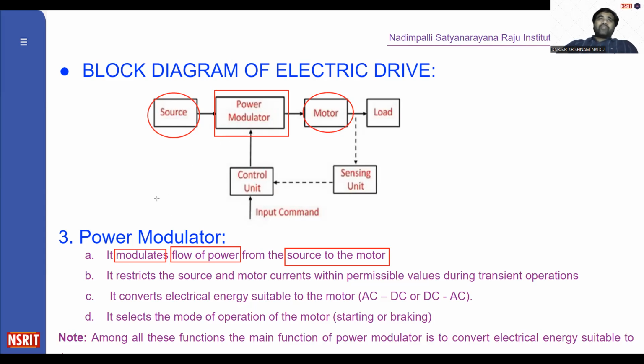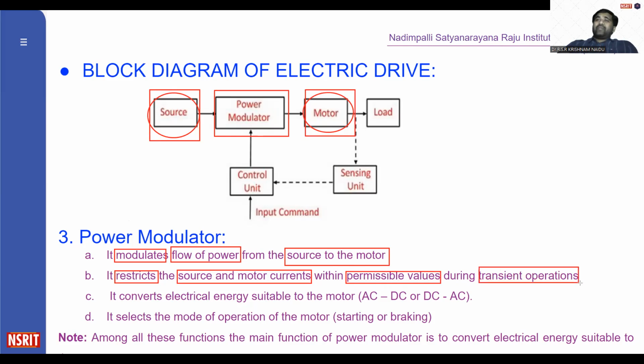And also, what is the purpose of the power modulator? The purpose of the power modulator is to restrict the source and motor currents, both source current as well as motor currents. Both currents can be limited by the power modulator within the permissible values. That is very important, within the permissible and safe values during the transient operation.